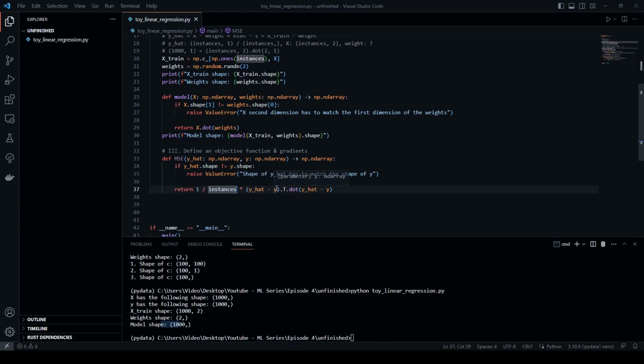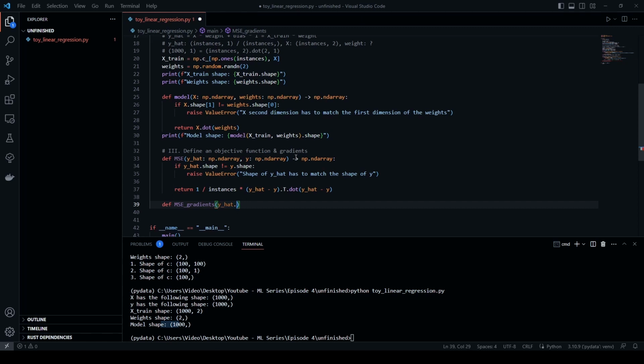So 1 over instances is already a scalar value, but y hat minus y are two arrays, and when we subtract them we get an array. And when we have an array, in order to make it a scalar value, we can do a scalar product. In this case, we do a scalar product with itself, because the definition of the mean squared error is that we have that expression squared. In order to compute the square of an array, we have to take the transpose of it, and then apply the scalar product.